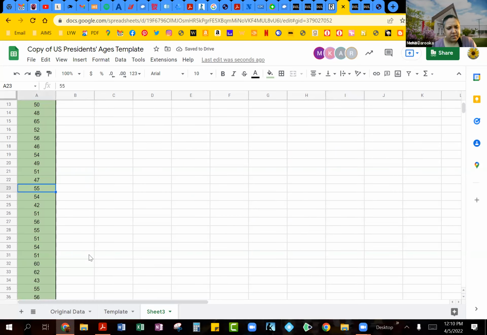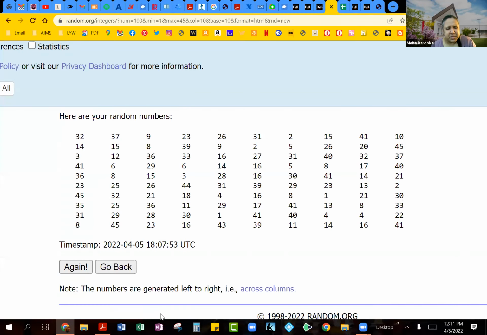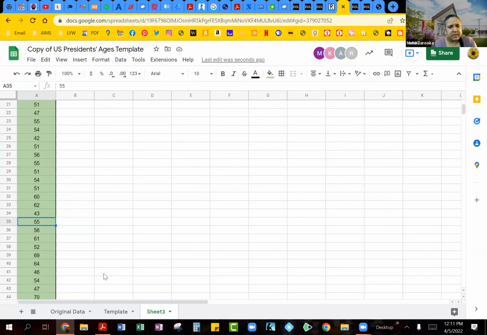45 and 35 for the next one. So let's see. Oh, yeah, that would be the final answer. So 45 is 78. 35 is 55. So 78 and 55. And then our last two ages will be in the position of 31 and 8. Let's see, 31 is 51, 51 and 54.